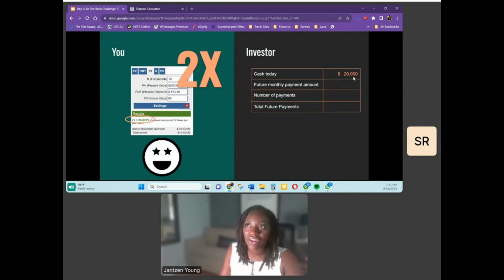So today, they're going to get $20,000 in cash. In the future, 5 years from now, they're also going to start getting payments. They're going to get $573.88 per month for the 5 years after their start date. So for 60 months, they're going to be entitled to those payments. We multiply $573.88 times 60 months. Voila, they'll get $34,000 in payments to secure their future retirement.